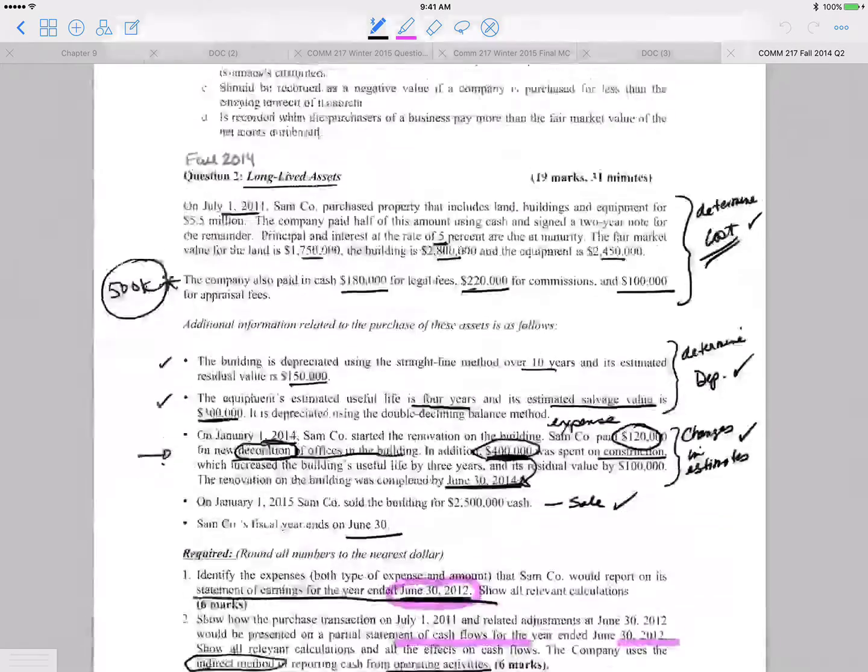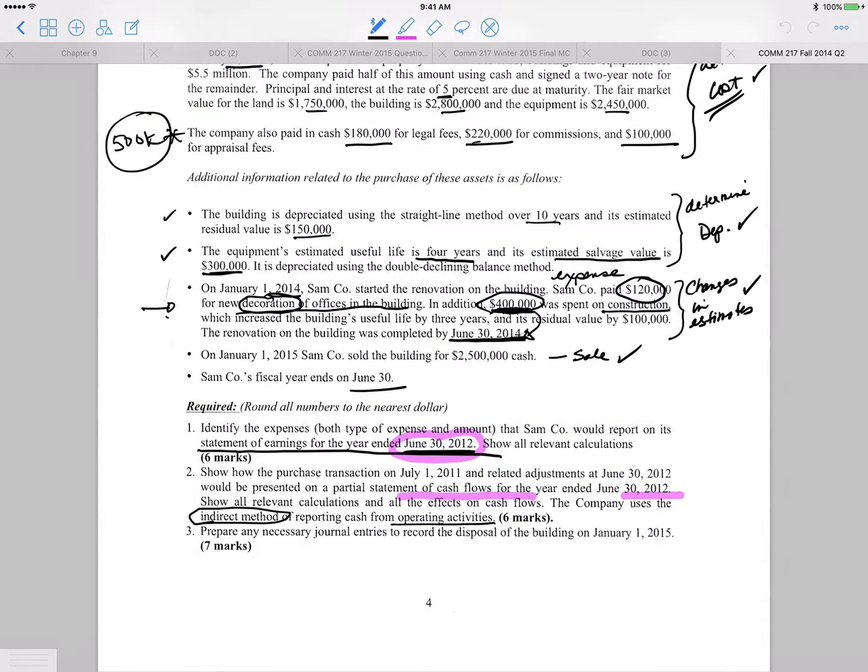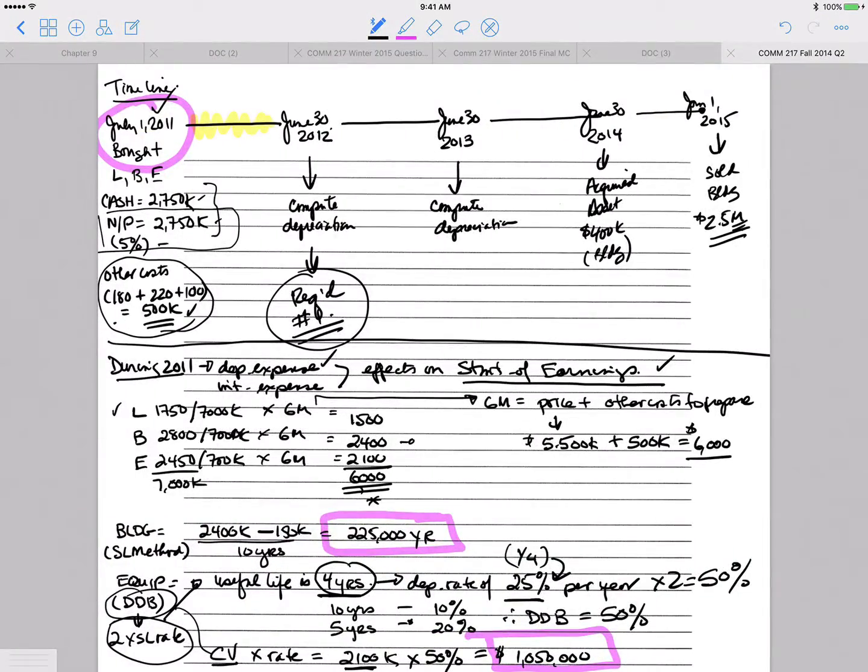For required number 3, they're asking us to prepare the journal entries for the disposal on January 1, 2015. So we're looking ahead 3 years here. Let's go back to our timeline and see what they are asking us to do. They are asking us to prepare journal entries on this date, which is not the end of the year, but it's 6 months after the last year end, to record the sale of the building.